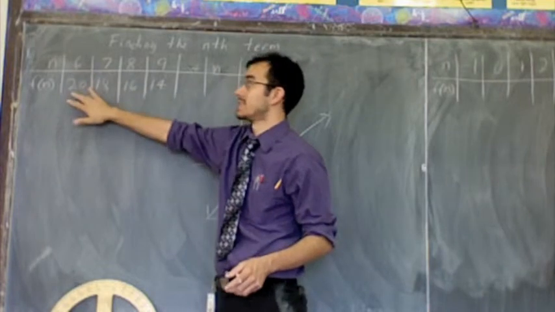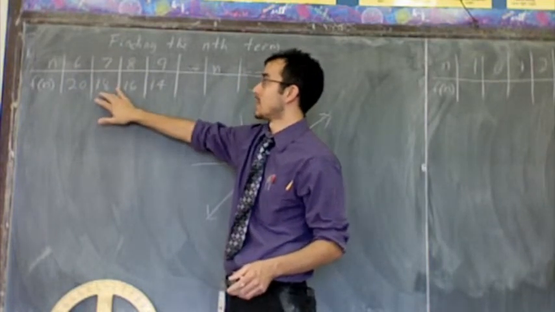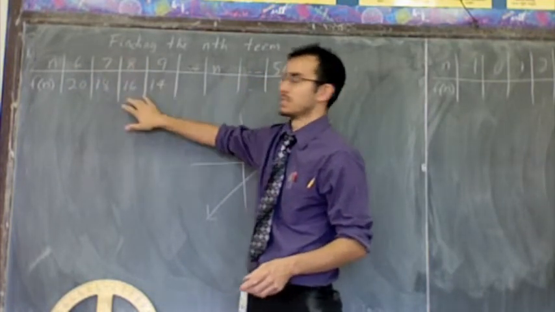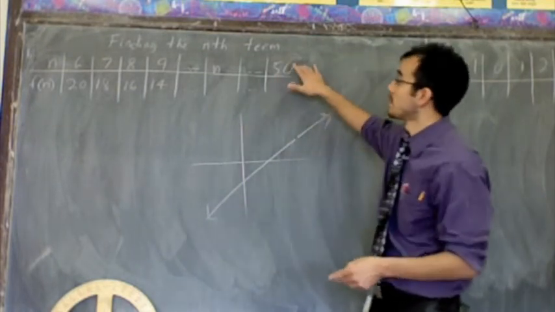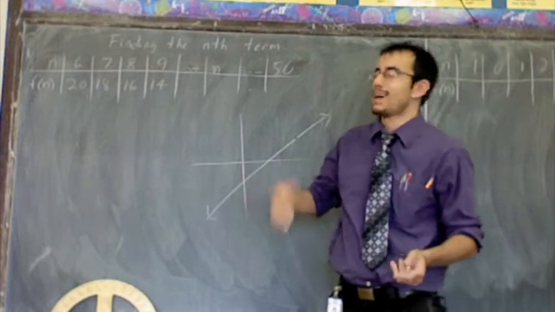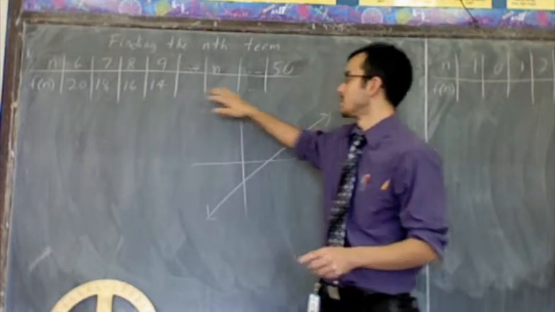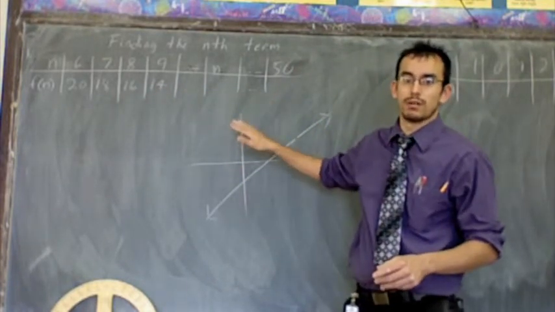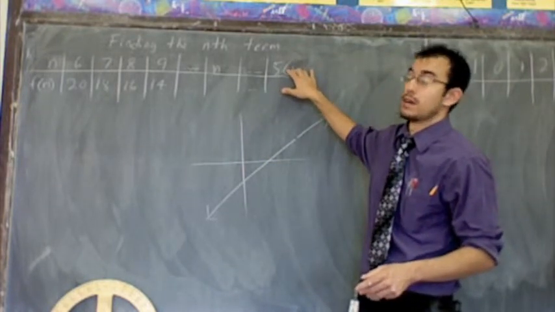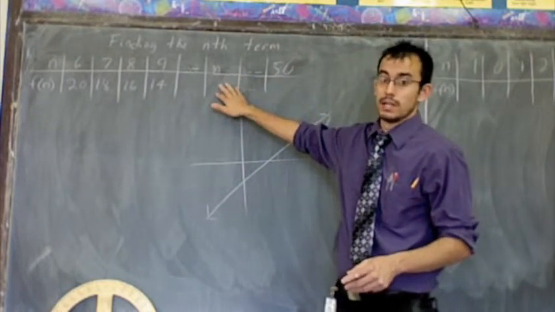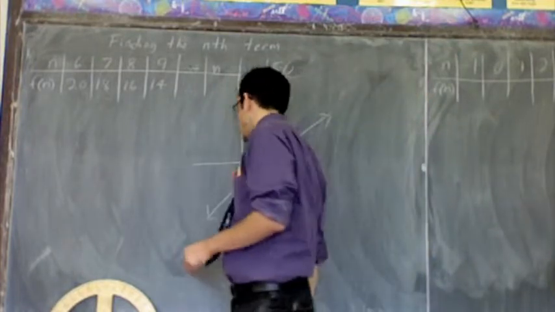When you plug in 6, it gives you 20. When you plug in 7, it gives you 18. When you plug in 8, it gives you 16. Okay? That's what this does. My question is, what happens when you plug in 50? That's what I want to know. And yeah, I know you could count down until you got to 50, but it would take a really long time, especially if this number wasn't 50, but instead 500. So we're going to develop ourselves a rule to get that really easily. Let's see how that's done.